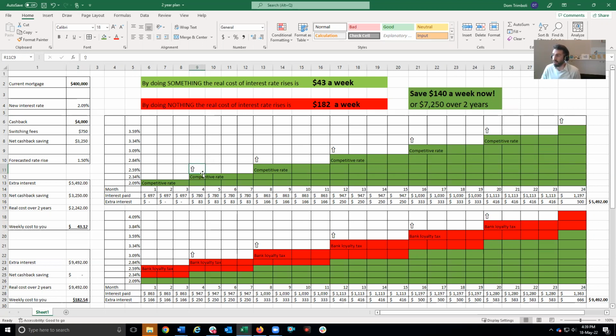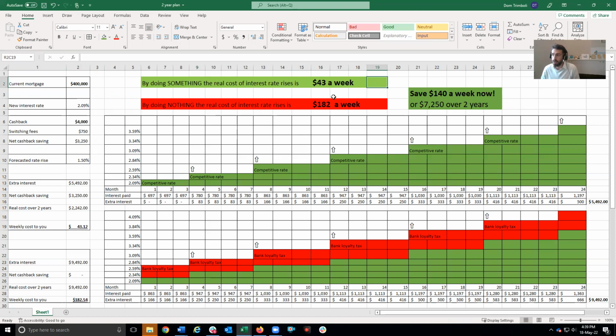So in this scenario here, because of the interest rate increases over the next 2 years, it does cost an extra $5,492. However, that $5,492 is mitigated by the cashback saving, the net cashback saving after all fees. So the real cost of this to you is $2,242 over 2 years, or really $43 a week. Now, given everything that's being said out there, $43 a week, it's not too bad.